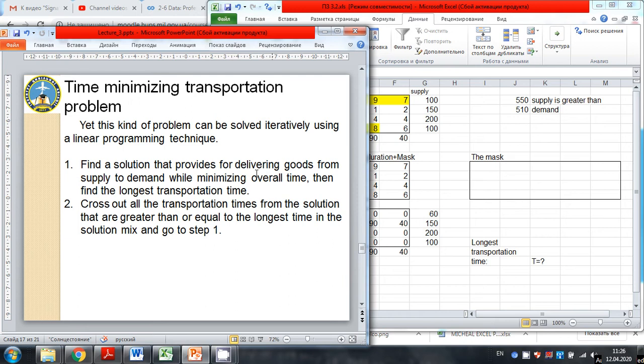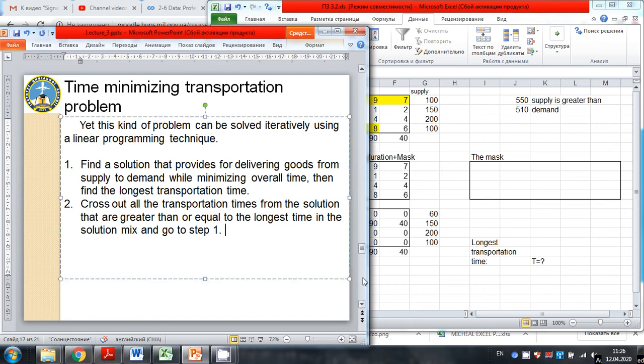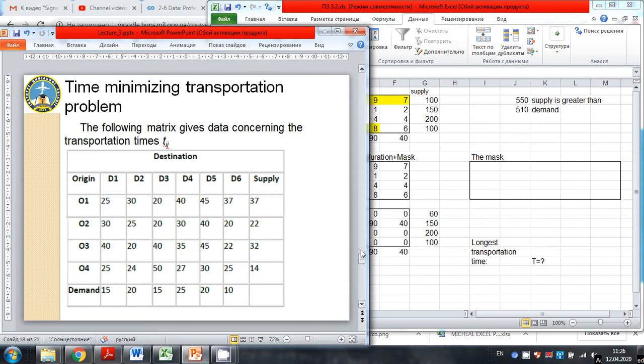Now, how does this work? In the lecture there was an example. There was a matrix listing all these origins and all these destinations with the transportation durations specified as the elements of the matrix. The total supply at every origin was specified here. The total demand at every destination was specified here. Now, we find a solution. For example, a solution looks like this.